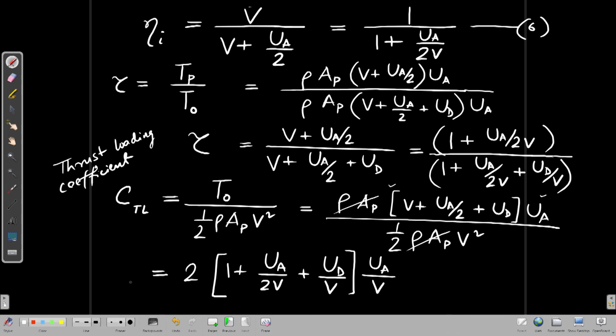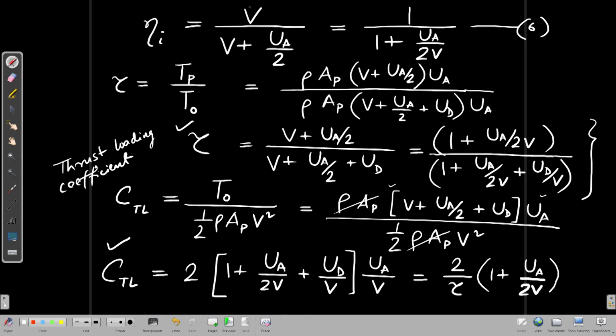Now, if we compare this thrust loading coefficient here with the value of tau obtained, this particular expression, we can write it as 2 by tau into 1 plus UA by 2V into UA by V, where tau is given by this particular expression. Okay. The reason of doing this comparison is to get an expression of CTL, the thrust loading, based on the ratio of thrust for the propeller and the total thrust, which is given by tau.